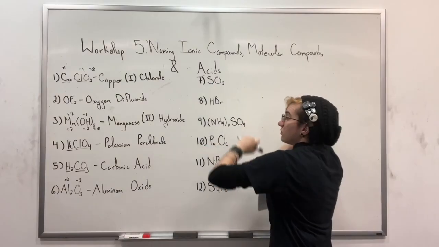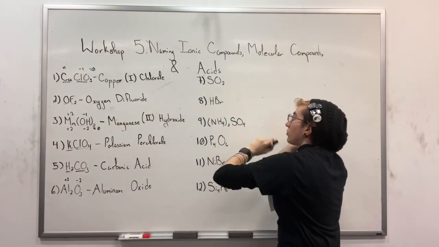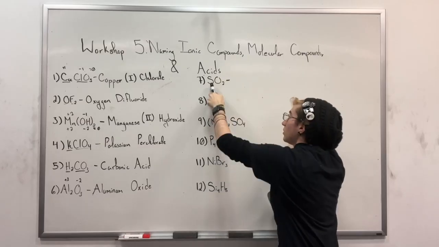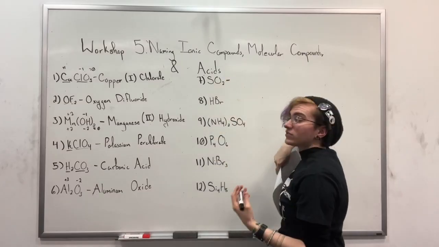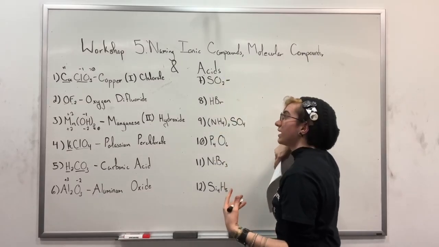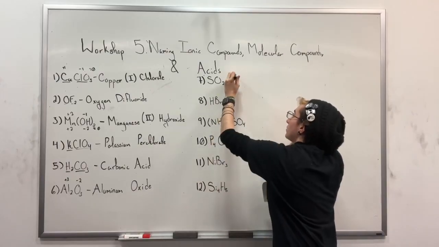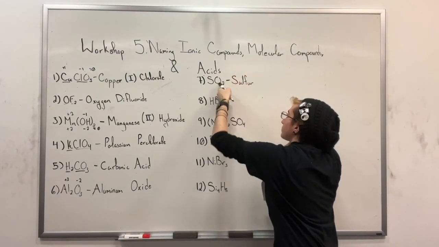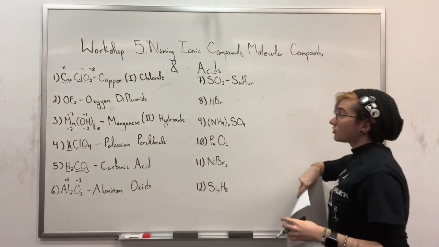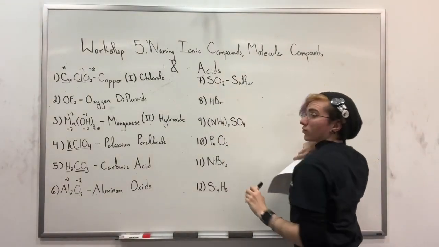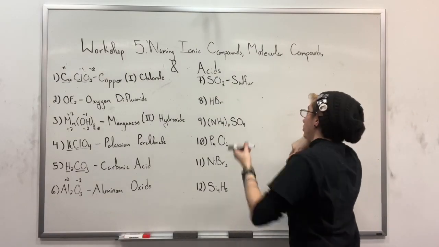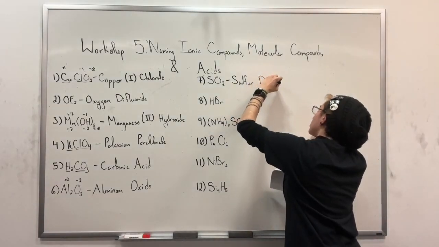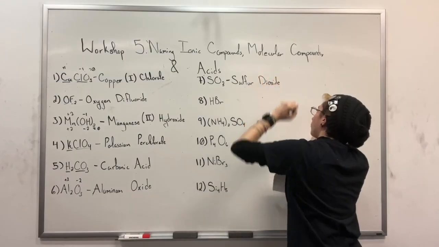SO2, S is a nonmetal, O is also a nonmetal, so this is a molecular compound. We have to think about our prefixes. S is by itself, it doesn't have a subscript, so there's just 1. We don't have to put a prefix. And S is sulfur. O is oxygen. It has a 2 subscript next to it, and so we have to put the prefix for 2. Sulfur di ox, and changing that ending to ide. Sulfur dioxide.